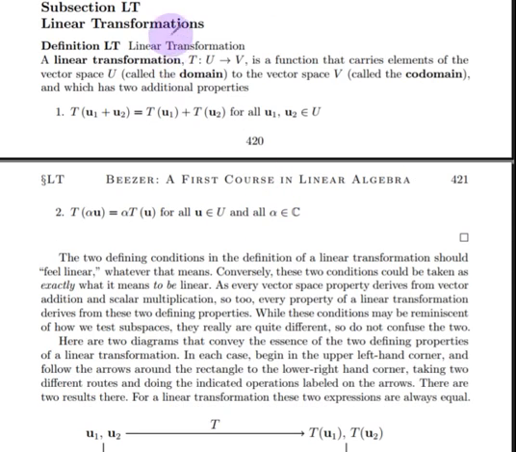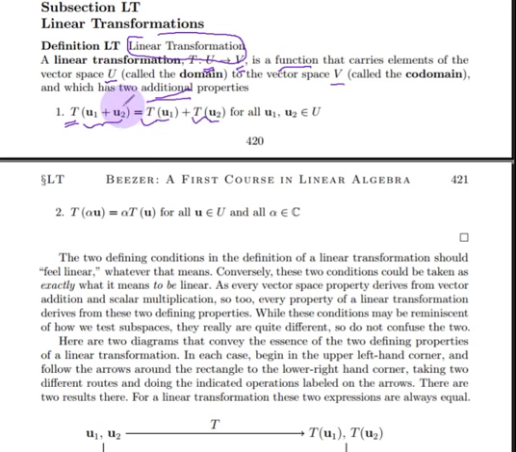And here we have it. Definition of linear transformation. So a linear transformation is a function that carries elements of the vector space U to the vector space V. So we have our usual notions of domain, which is U, and codomain, which is V, with two additional properties. So it's a restricted, special type of function. And here the properties are: the linear transformation applied to the sum of two vectors is the sum of the two individual linear transformations.